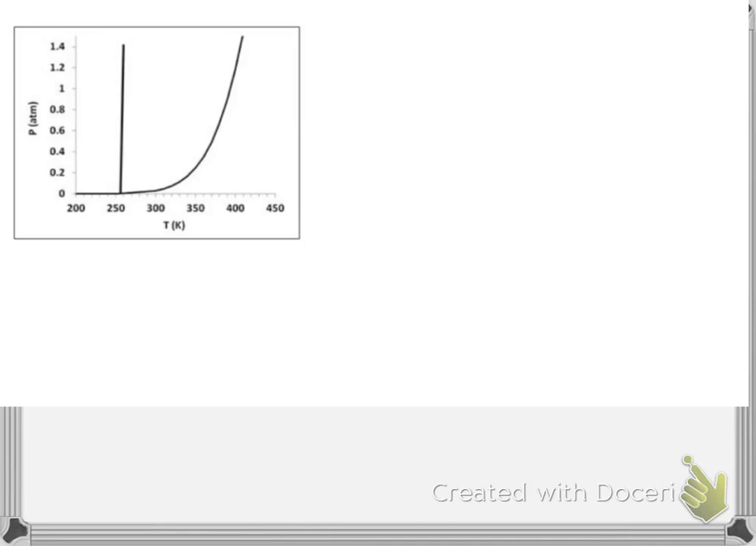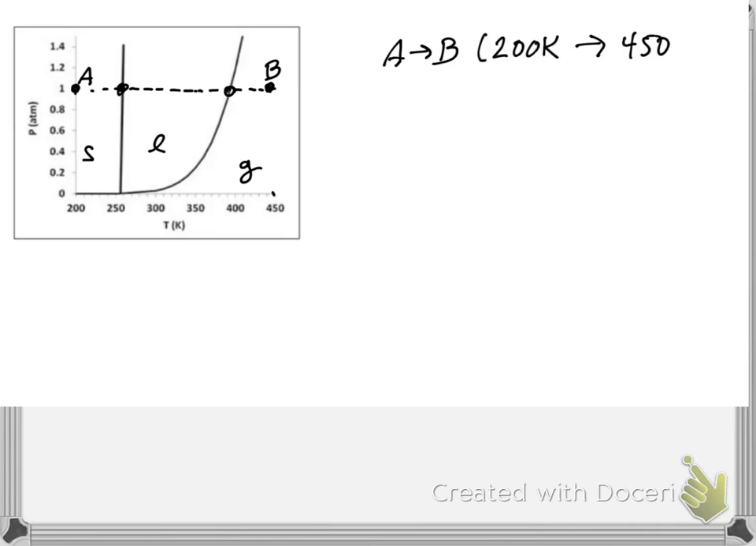That was the solid gas interface. But what if we have the case where we're at 200 Kelvin and 1 atmosphere, and we want to look at the heating and cooling curves of going to point B, which is at 1 atmosphere but 450 Kelvin. So going from A to B is traveling from solid to liquid to gas. All right, so that's going from 200 Kelvin all the way to 450 Kelvin. So what are the individual processes?